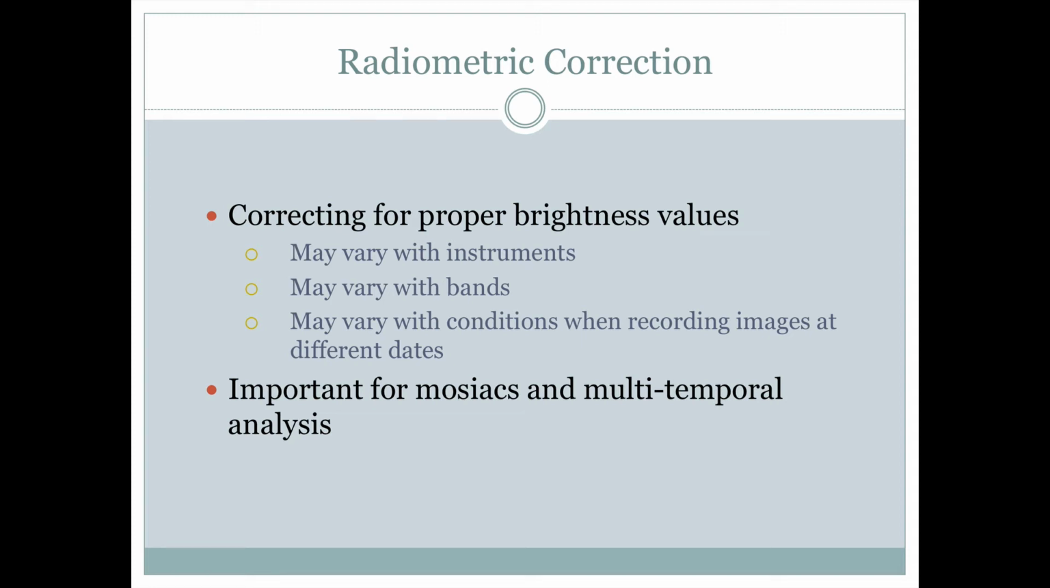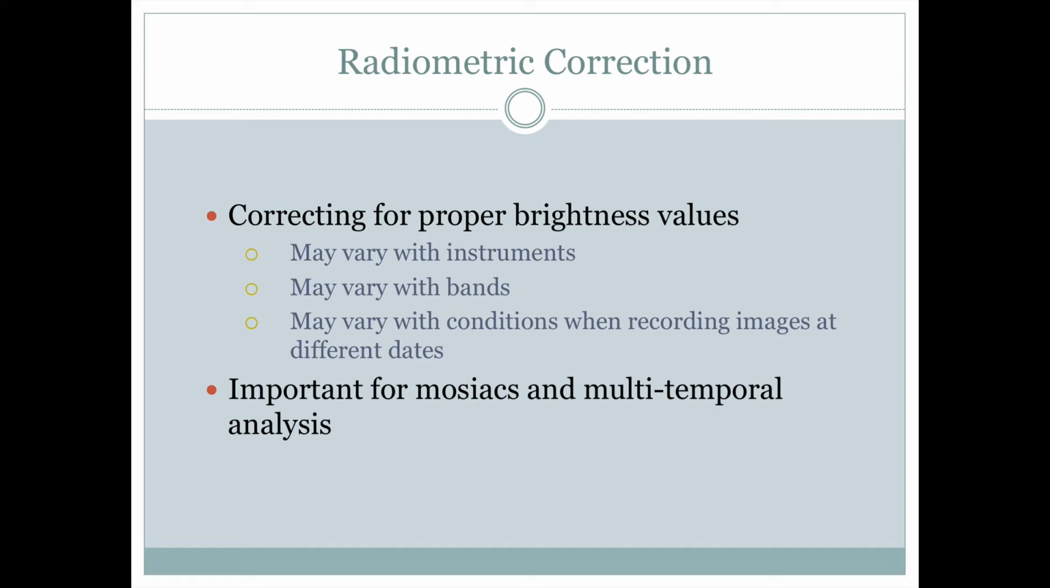Radiometric correction is also required for some imagery. And by radiometric correction, what we're actually correcting for is to try to get all of the imagery to their proper brightness values. So sometimes the brightness value may vary by the instrument that's measuring its brightness. So if it's measured with two different instruments, it might have two different brightnesses. But more often, it may vary with bands. So different bands of the remote sensing imagery might have different brightness values associated with it.